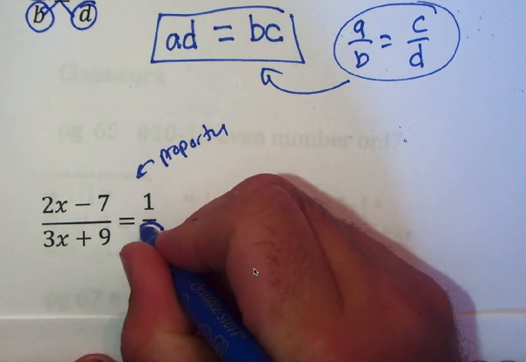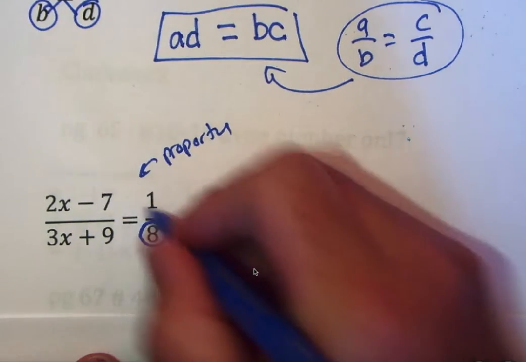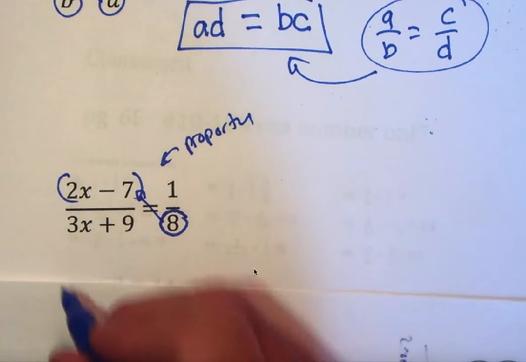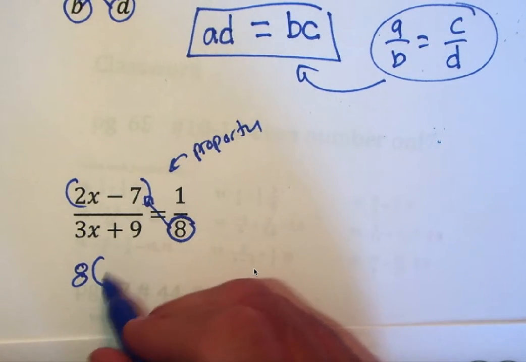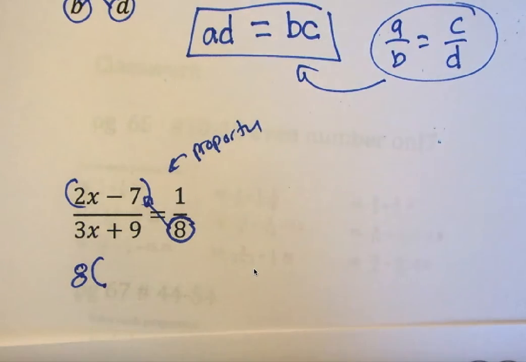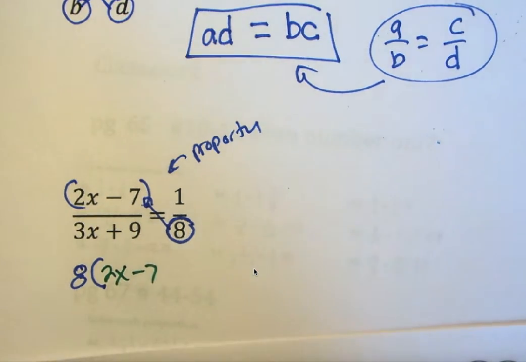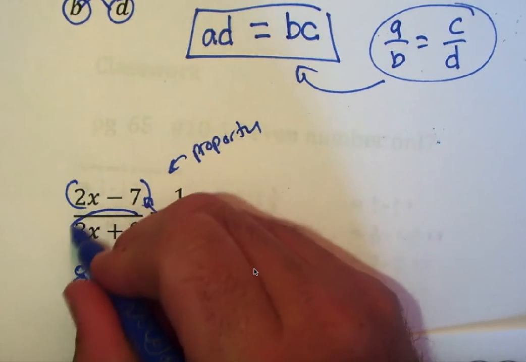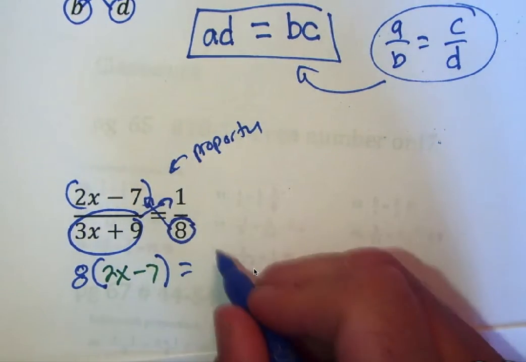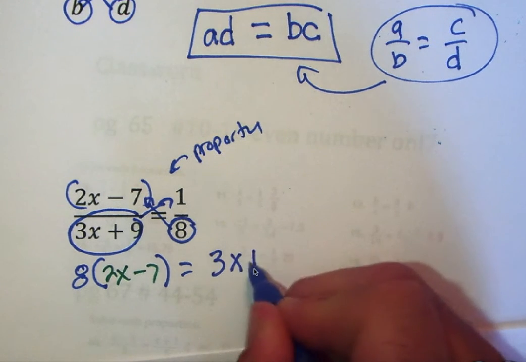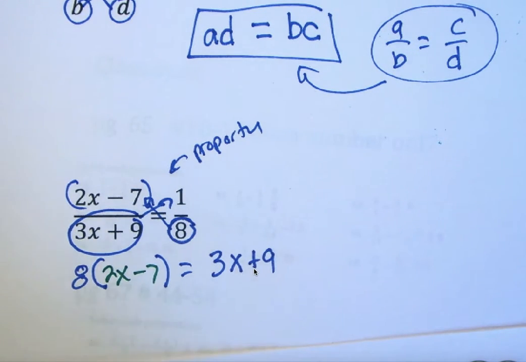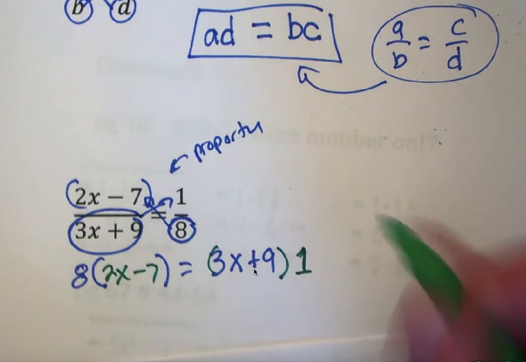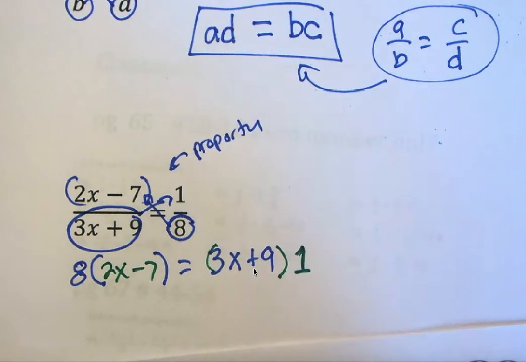So you take 8, multiply it. So we get 8 times 2x minus 7 equals this times 1. So 3x plus 9, all of it, times 1.